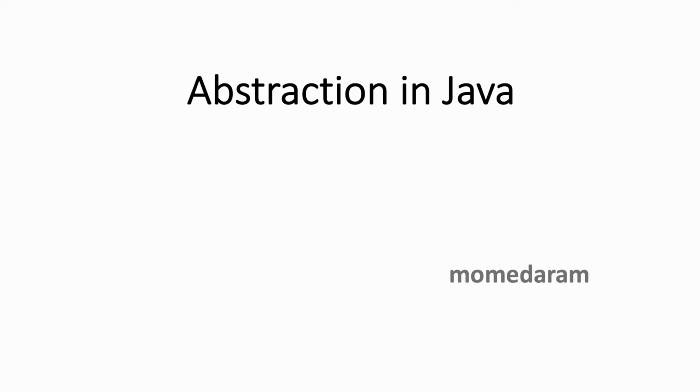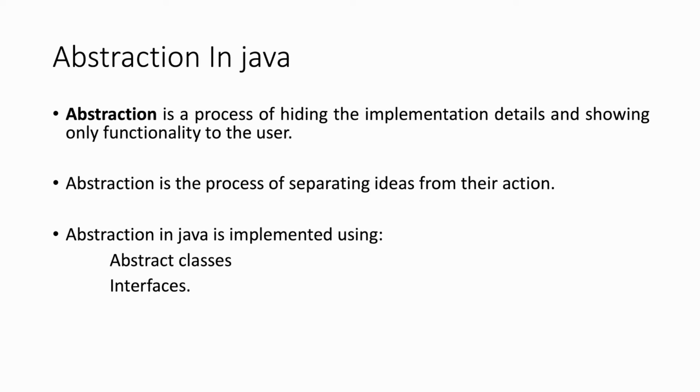In this video, we will see what is abstraction in Java. Abstraction is the process of hiding the implementation details and showing only functionality to the user. Abstraction is the process of separating ideas from their action. Abstraction in Java is implemented using abstract classes and interfaces.